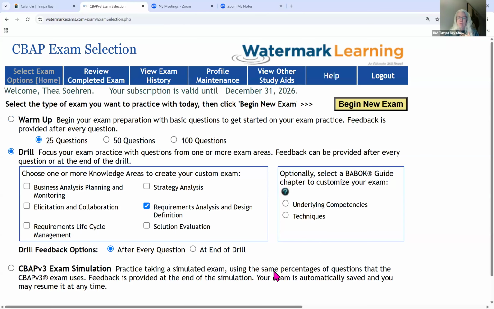Okay, chapter 7 is requirements analysis and design definition. I am probably older than most of y'all, and so the word rad, like radical, was a big deal whenever I was a teenager. So I really like chapter 7 because it's my rad chapter. So let's begin a new exam.